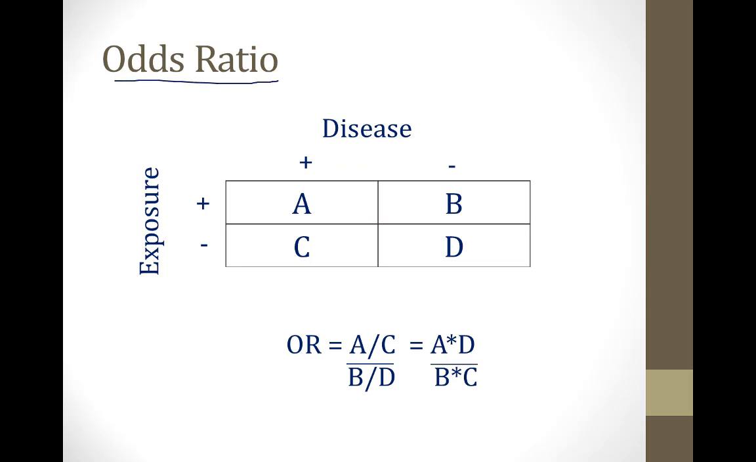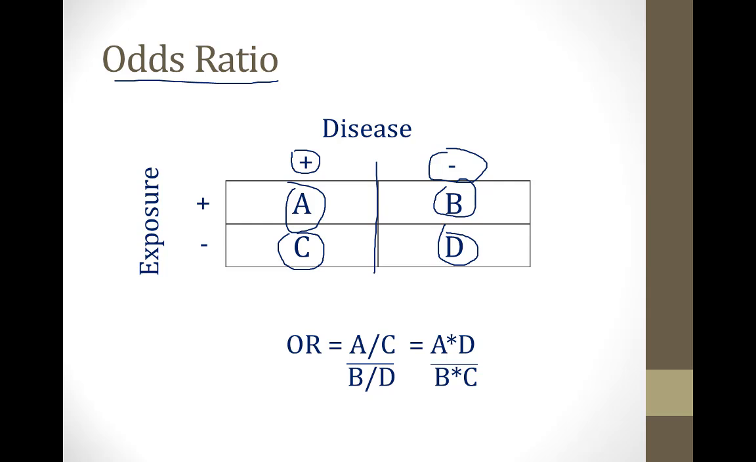So for an odds ratio, we're going to take patients with disease first, and we're going to divide the diseased patients who are exposed by the diseased patients who are unexposed. Then we're going to take that whole number and divide it by the non-diseased patients. We're going to take the exposed divided by the unexposed for non-disease. And then we're going to take the ratio of these two.